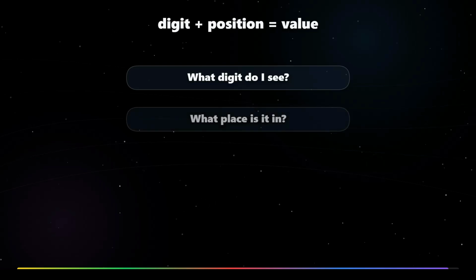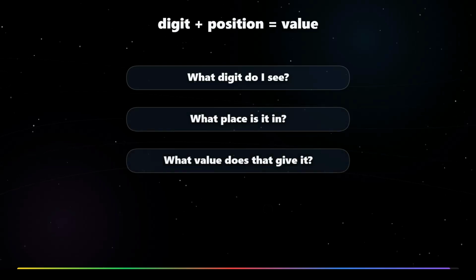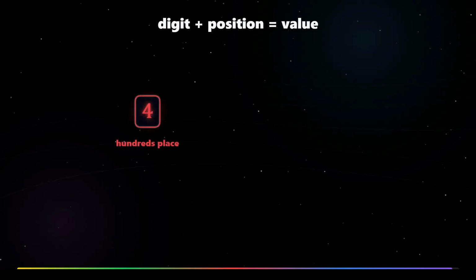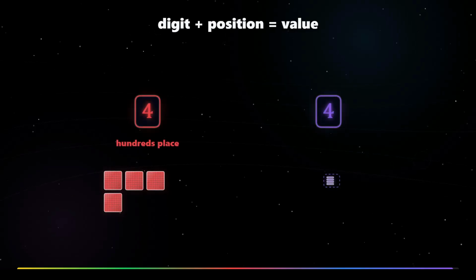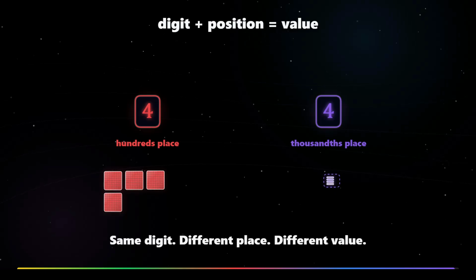When you see a number, ask 3 questions. What digit do I see? What place is it in? What value does that give it? Then choose the matching block. A 4 in the hundreds place needs 4 hundred flats. A 4 in the thousandths place needs 4 thousandth pieces. Same digit, different place, different value. Line up the places. Read carefully. Build carefully. Let each digit show exactly what it is worth.